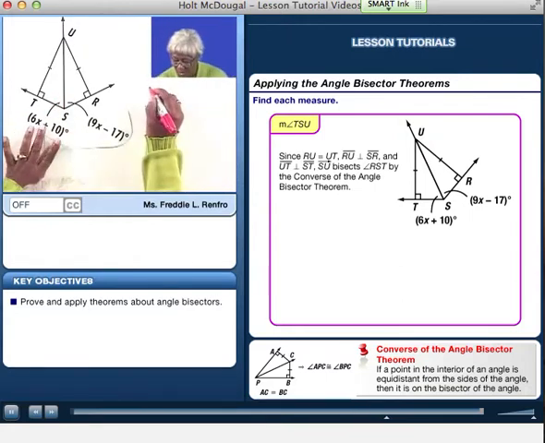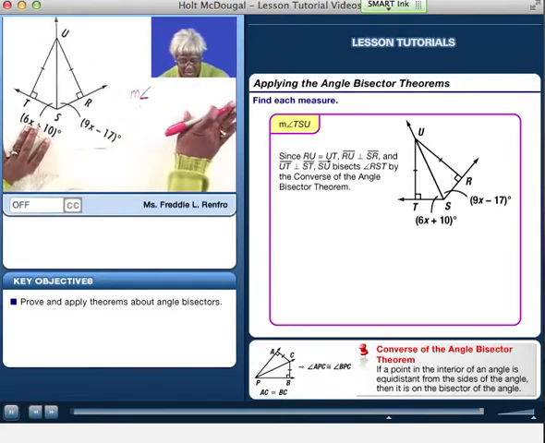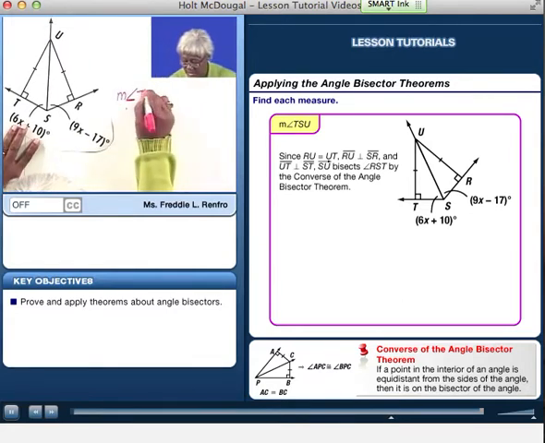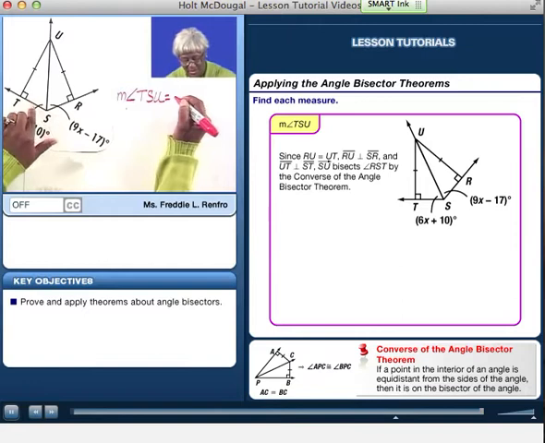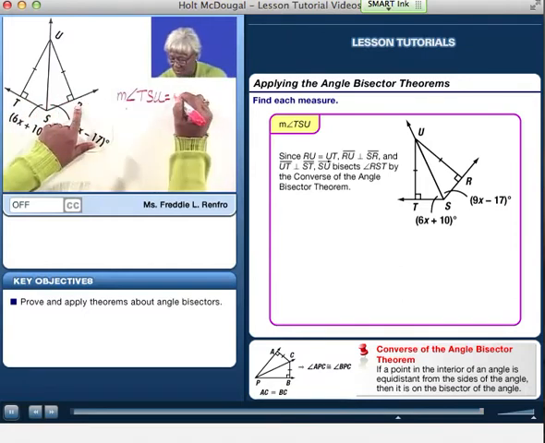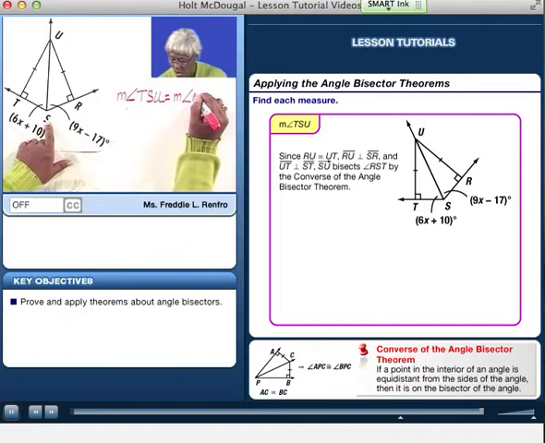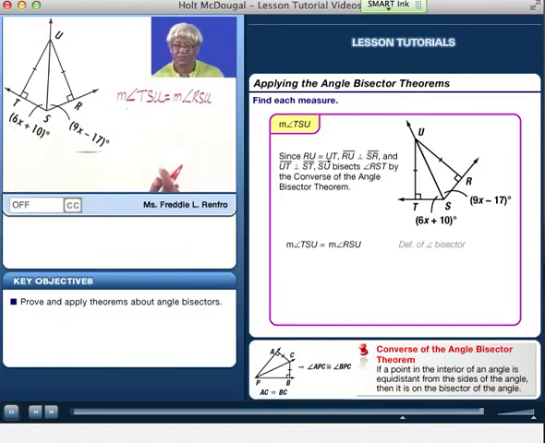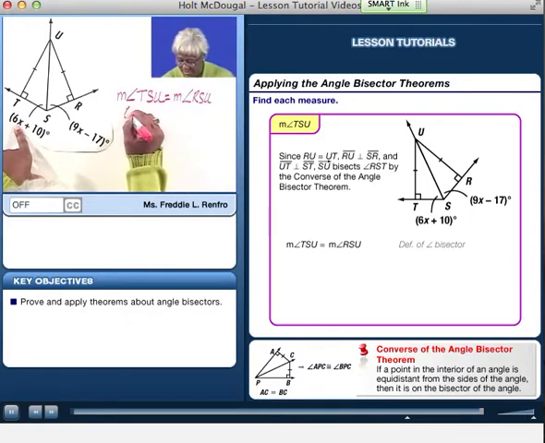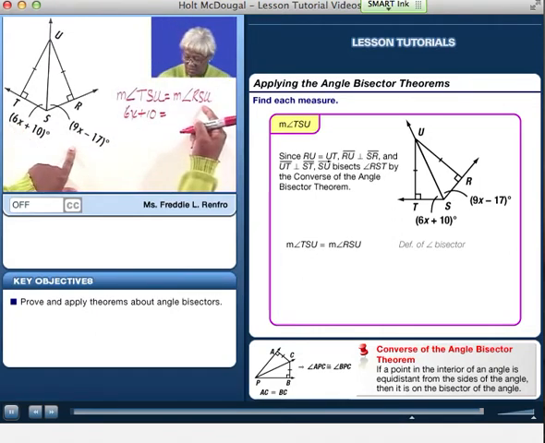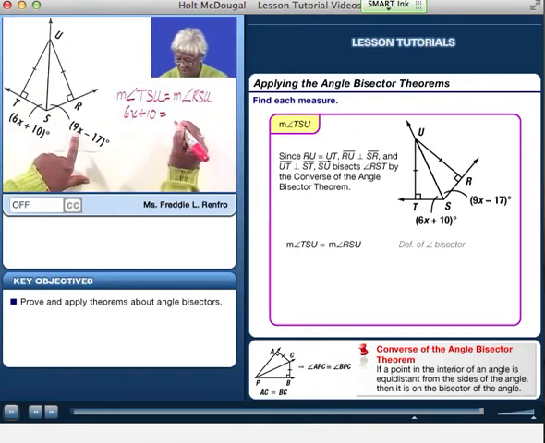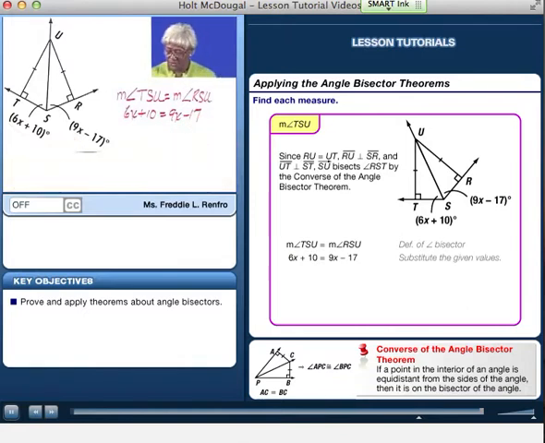So I'm going to write the measure of angle TSU, that's this angle right here, is equal to the measure of angle RSU. They're equal. Well, let's substitute. In place of TSU, I'm going to put 6x plus 10. And in place of the measure of angle RSU, I'm going to put 9x minus 17. Okay? Let's solve for x.